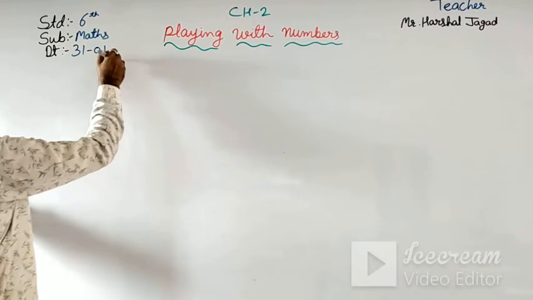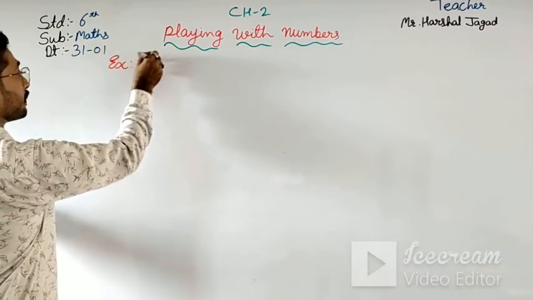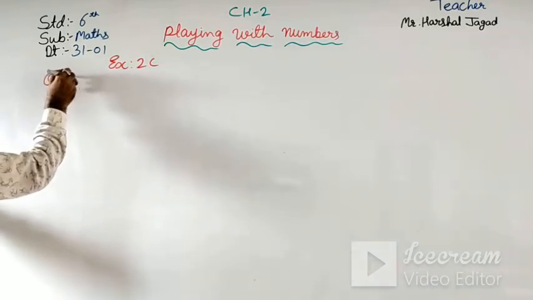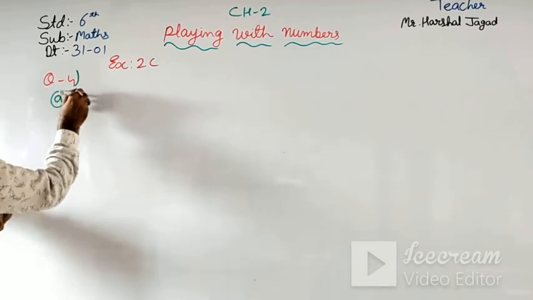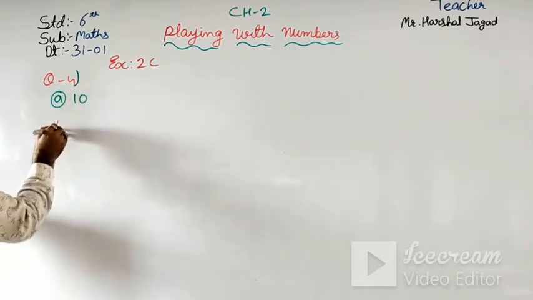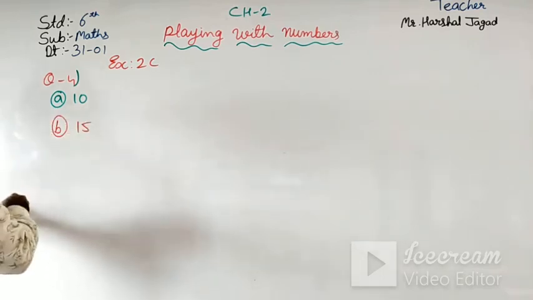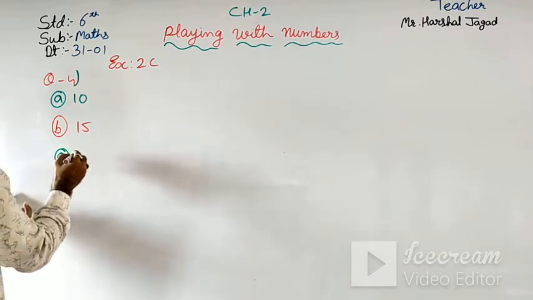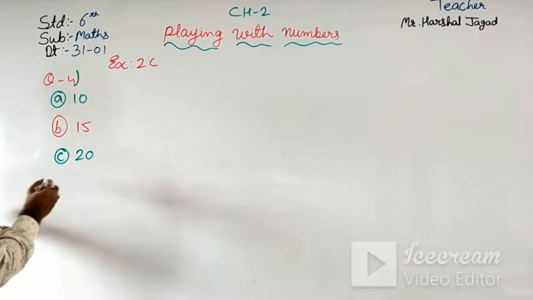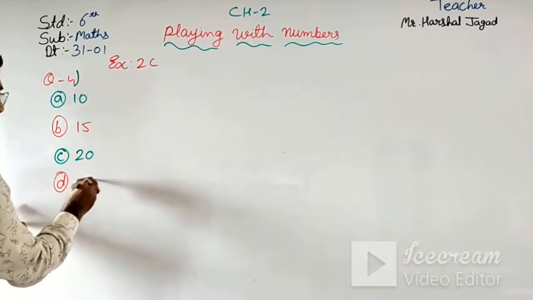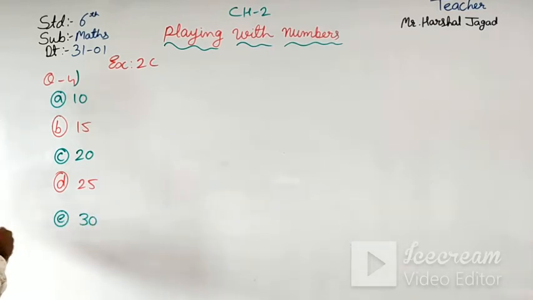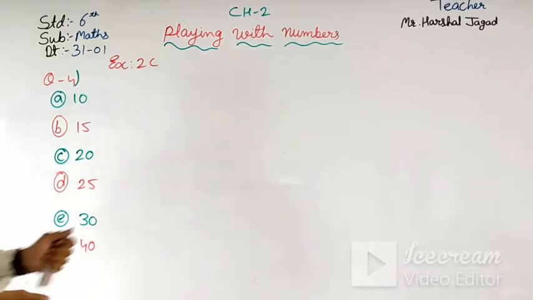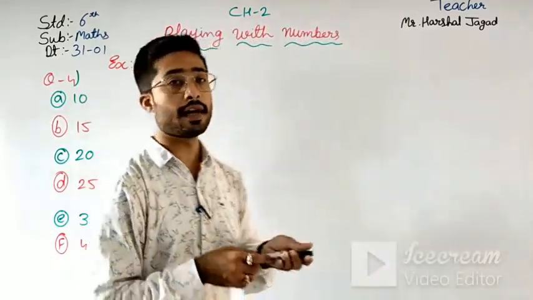So here, exercise 2C, question number 4. In that, A is 10, B is 15, C is 20, D is 25, E is 30, and the last one F is 40. Okay, so let us find out the multiples of the following between 55 to 105.